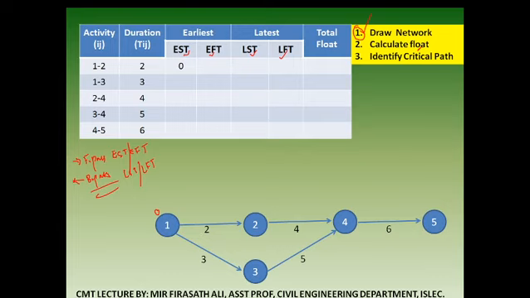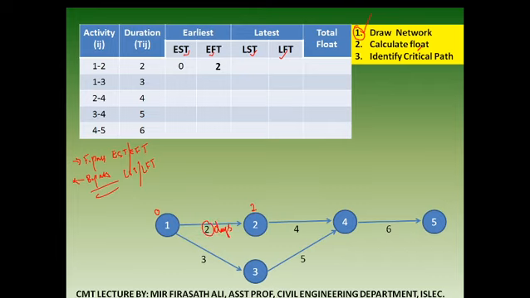So when activity 1 to 2 is given, the starting time of activity 1 is 0. For activity 2, the earliest finish time will be how much? The duration is how much? 2 days. So we will place 2 over here. This is nothing but 2, because the duration is 2 days.